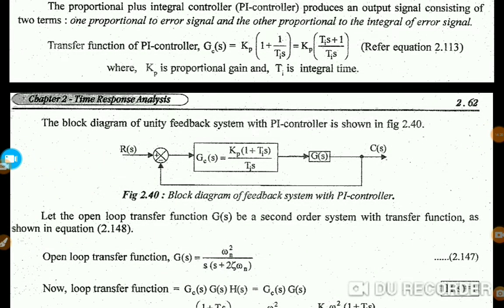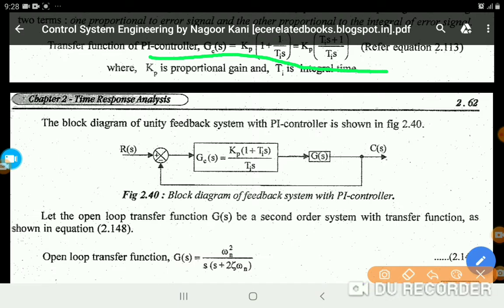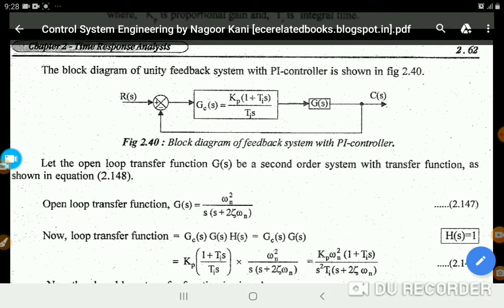Now we'll see the effects of the PI controller. The transfer function of the PI controller, effects of the PI controller we are going to see. The PI controller transfer function, we already know, is the open loop transfer function, Kp into 1 plus 1 by Ti s, taken as the open loop gain. Now we find its effects.